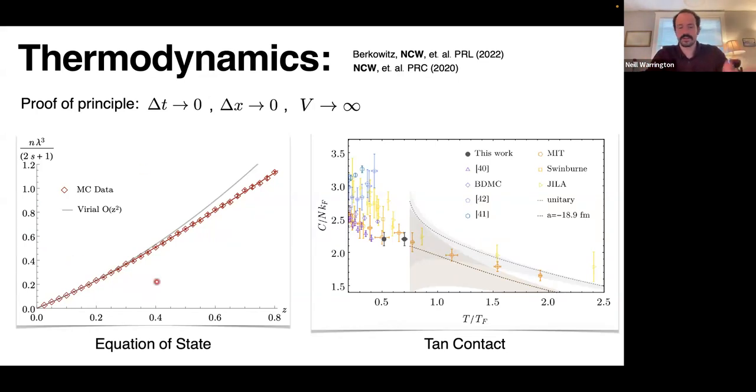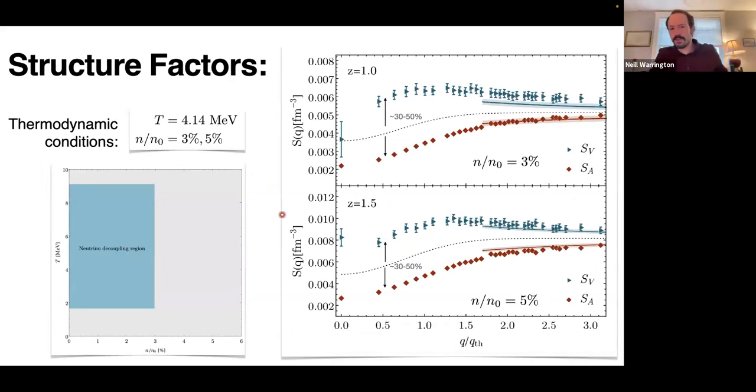It reproduces the virial expansion, and we have every reason to believe that what we're doing are the exact results for pionless EFT. The tan contact is another thermodynamic observable, which I will elaborate on in a slide or two. Basically, I'm just showing you this to show you that we are in the ballpark of a bunch of other calculations. Okay, here are the all-important structure factors.